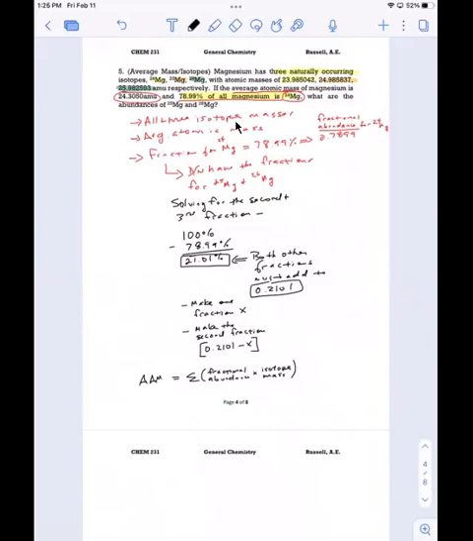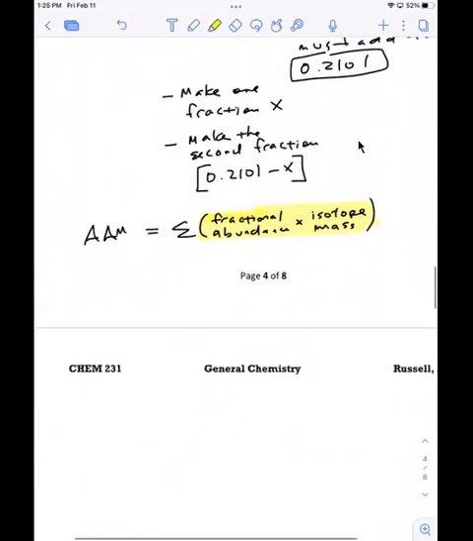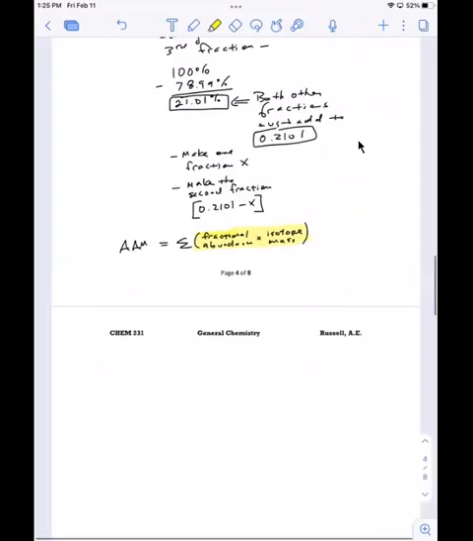The sum is going to have three terms because you have three isotopes. Remember, this piece right here is for every isotope. So if I have three isotopes, I'm going to have three of these terms that make up that sum. All right, so now we know that, and we know how we're going to set this up with X and 0.2101 minus X. Now we can go in and solve this problem.